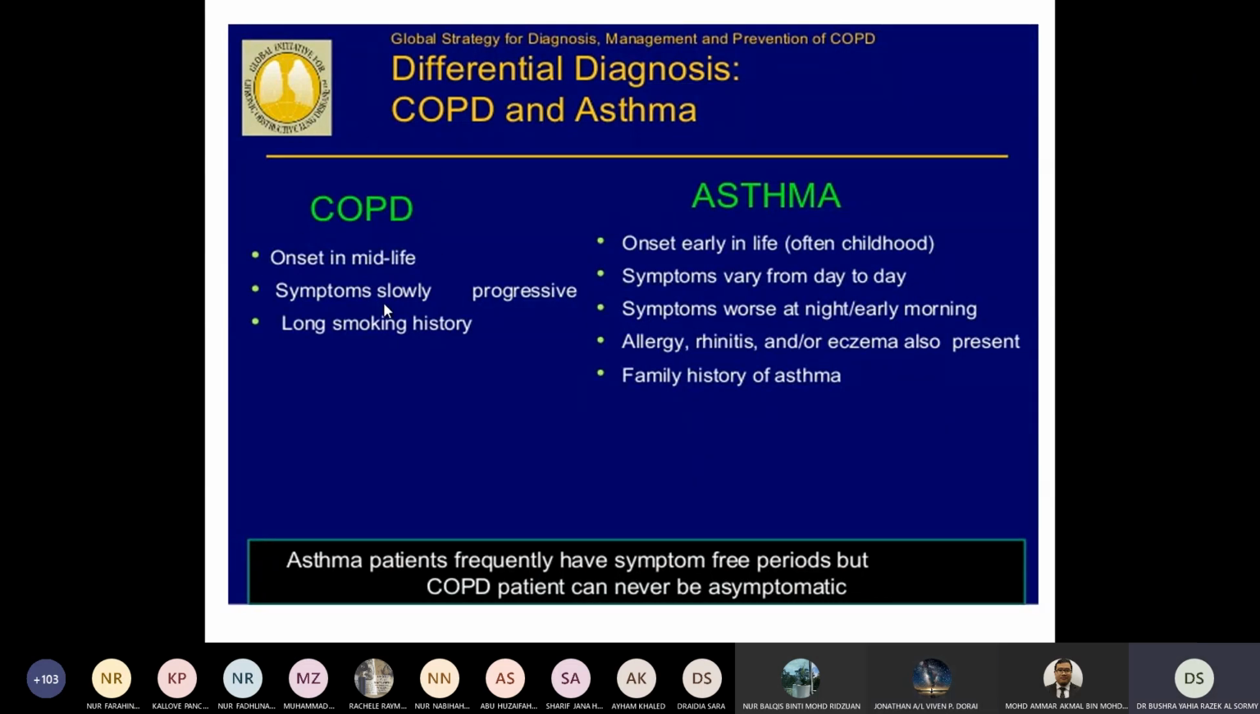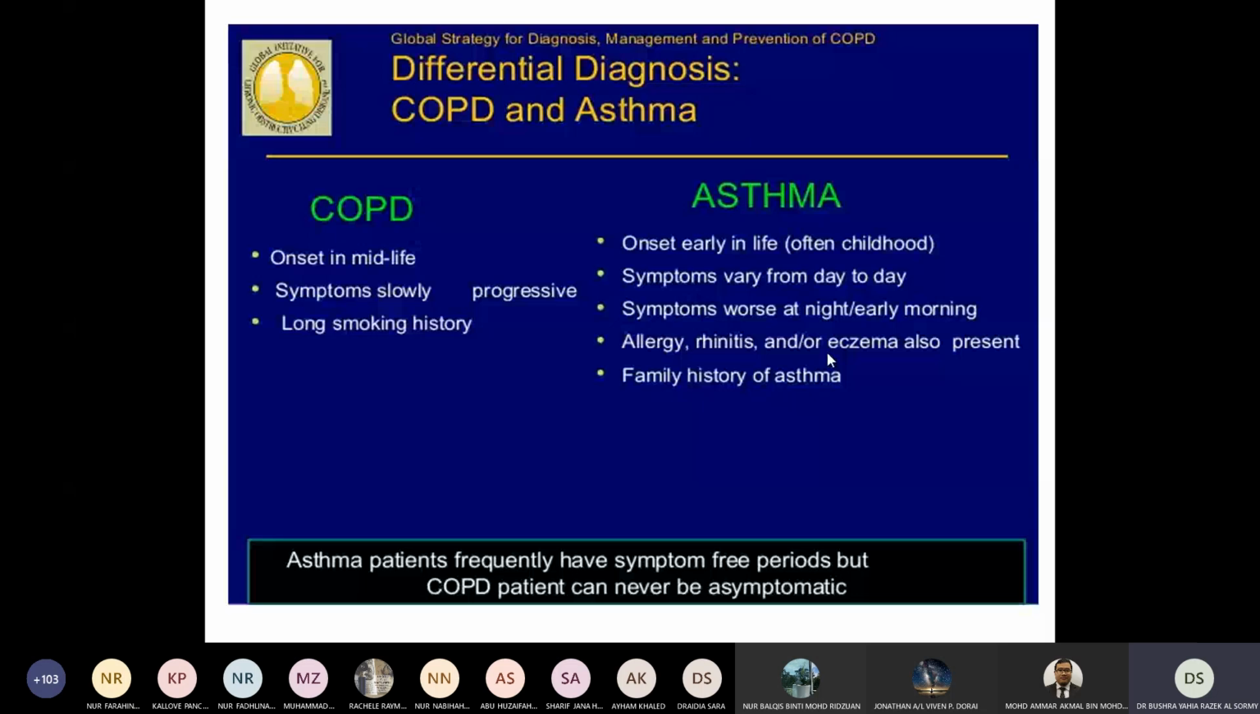We said COPD has onset in midlife, but asthma onset is in childhood. Symptoms are slowly progressive in COPD, whereas in asthma symptoms vary from day to day. In COPD there is a long-term history of smoking, but in asthma the symptoms are usually worse at night and in the morning, and the triggers are allergy, rhinitis, and eczema. Also, there is a family history of asthma.